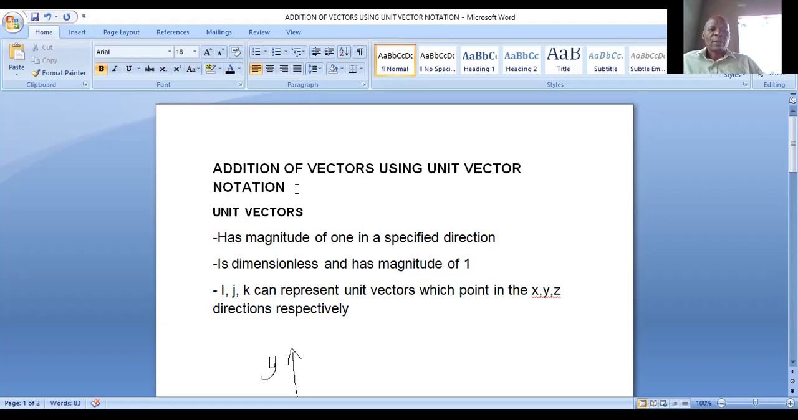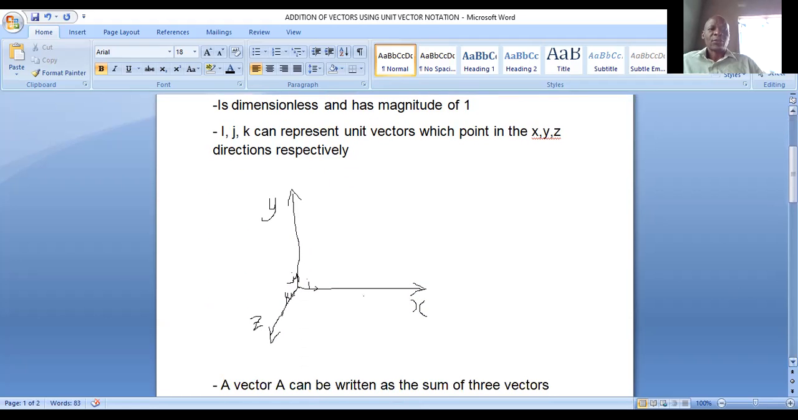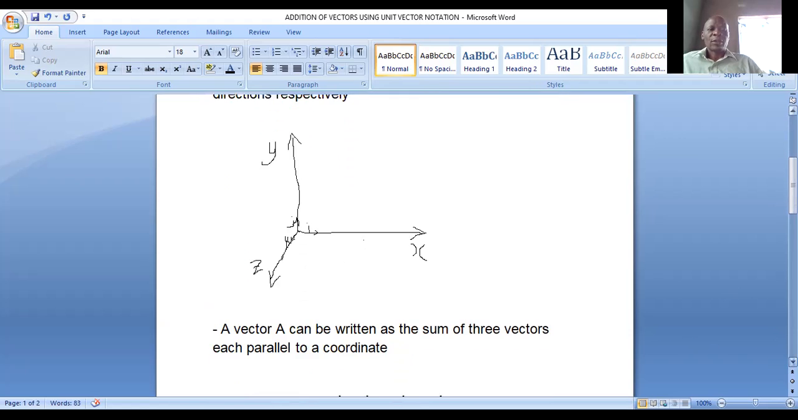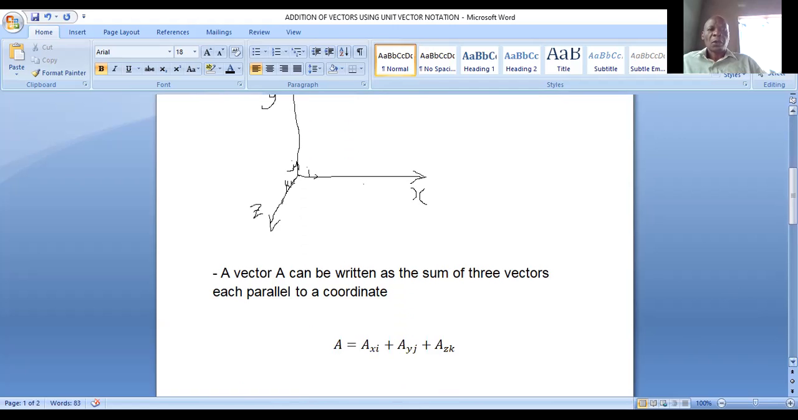So normally we use the notations i, j, k to represent unit vectors which point in the x, y, z direction respectively. And therefore, as I've shown here in this diagram, in the x-axis we have i, in the y-axis we have j, and in the z-axis we have k. And all these are unit vectors, meaning they have only a measure of 1 unit.